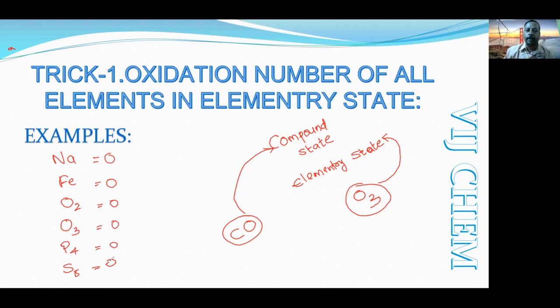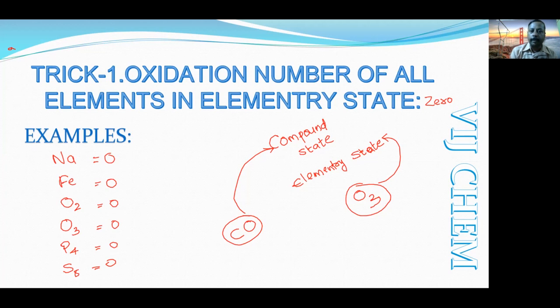First trick: the oxidation number of all elements in their elementary state is equal to zero. I think the first trick is understood. Take a screenshot or write it in your notebook. If time permits, we will go to the next screen.